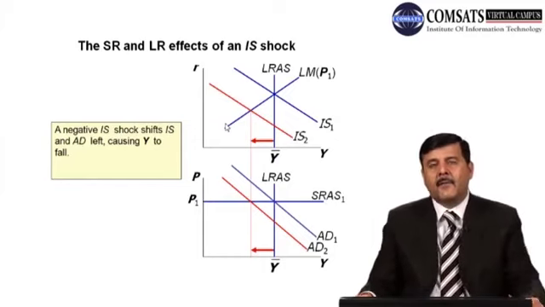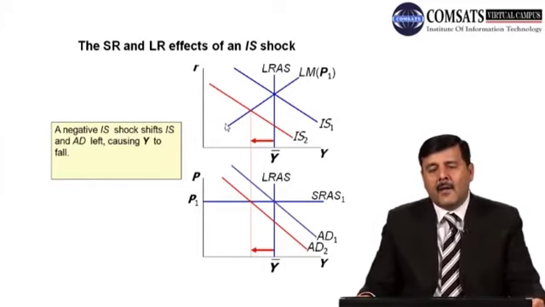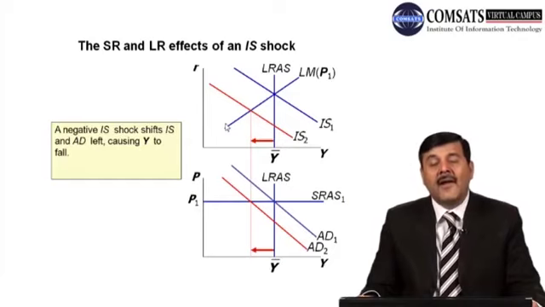We have two diagrams. In the first diagram, we are taking interest rate on the y-axis and income on the x-axis. We have the IS curve, IS1, the LM1 curve, and the long run aggregate supply curve. In diagram 2, on the y-axis we are measuring prices, on the x-axis we are measuring income, and we have aggregate demand curve 1 and the long run aggregate supply curve. We have the initial price level P1 and income level Y bar.